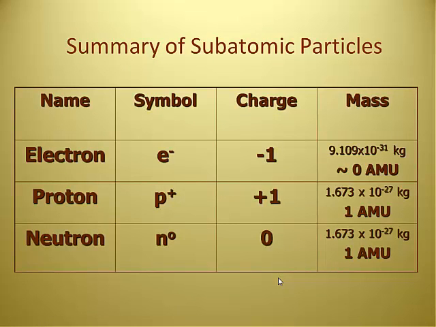So here's our summary of subatomic particles. We have the electron, proton, and neutron. The symbol for the electron has a little negative or minus sign. Protons have a little positive. The neutron has no charge, so it's a little 0. So: -1 charge, +1 charge, and 0 for the neutrons.